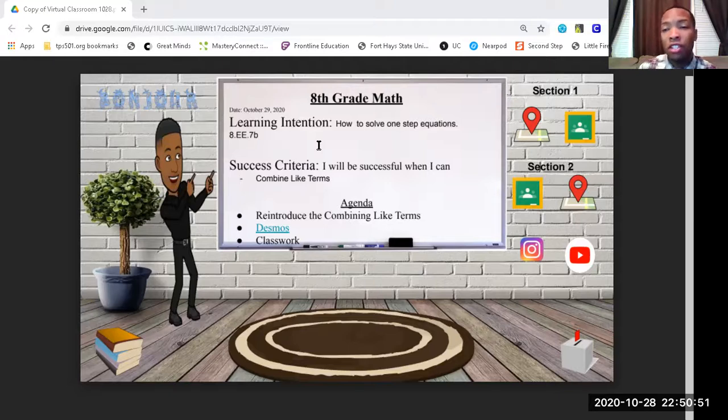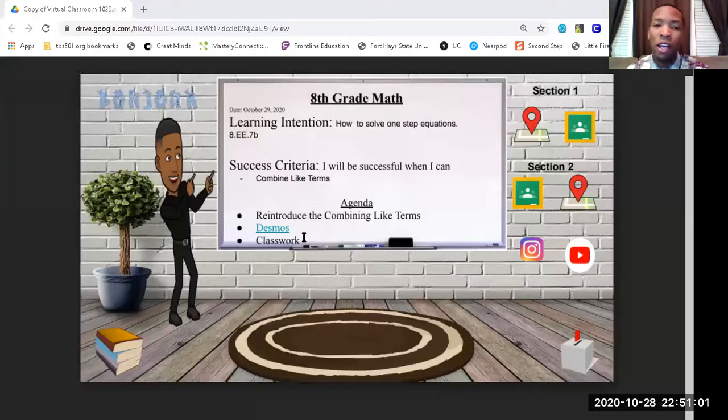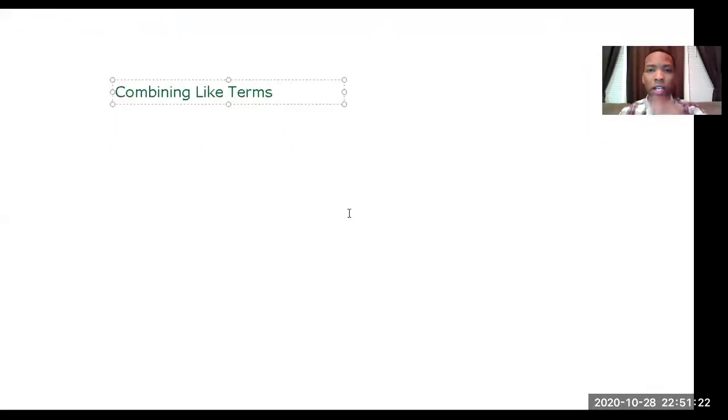All right, so our success criteria states that we should be able to combine like terms. So we'll go through and address what is a like term, or we'll compare some terms to see if they're like. So I'll go through, introduce that, and then we can move on to the classwork. So let's look at this right here. I pulled up the whiteboard.